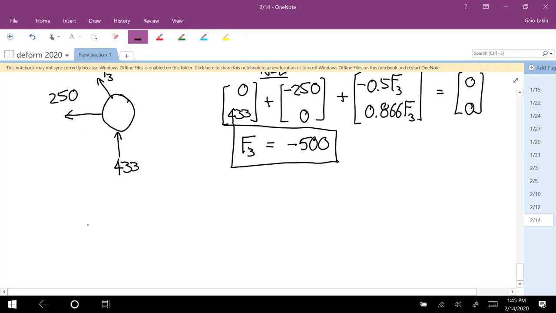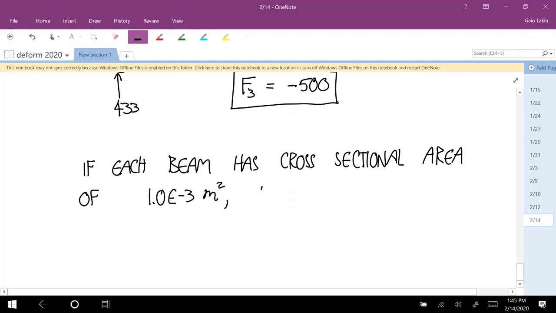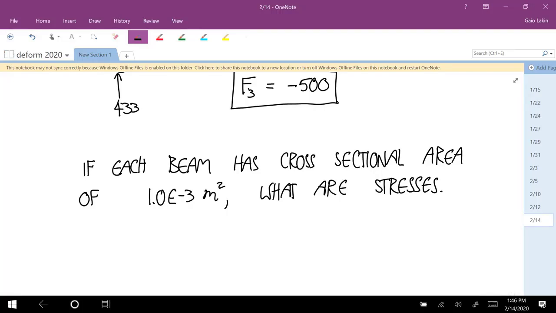So now let's say each beam had a cross-sectional area of 1.0 times 10 to the minus third meters squared. Okay. What are the stresses in each of these? Well, for each one, let's assume that the x-axis, so we can use different coordinate systems for each one of these, that's fine. So let's assume that the x-axis is along the loading axis of the beam.